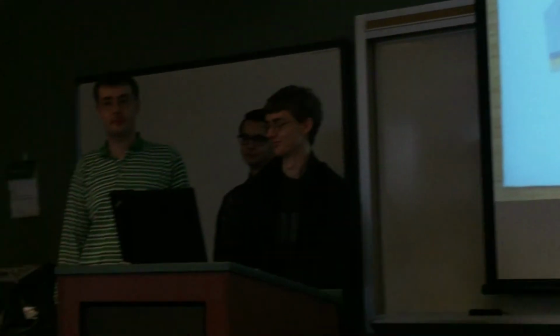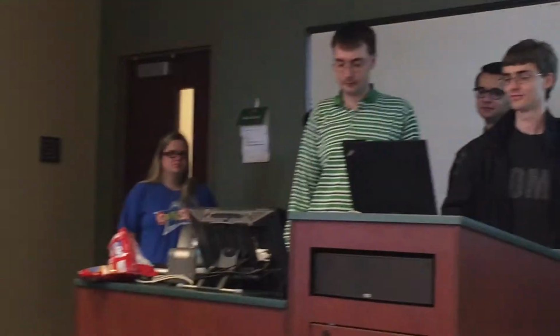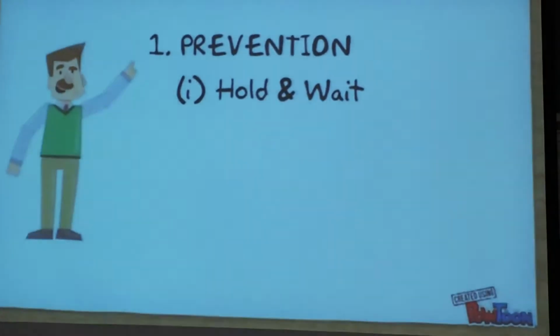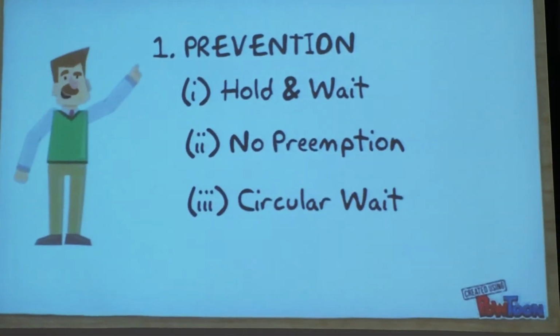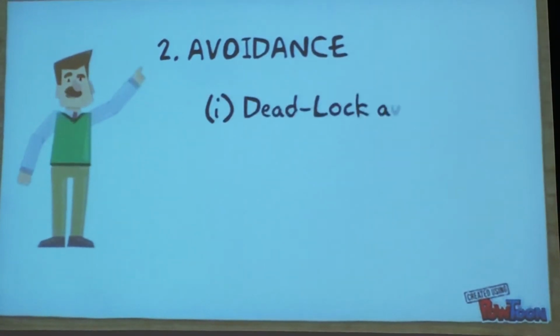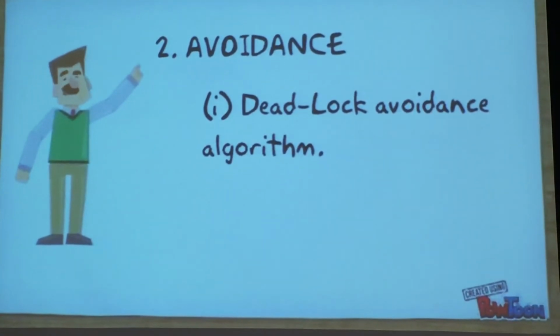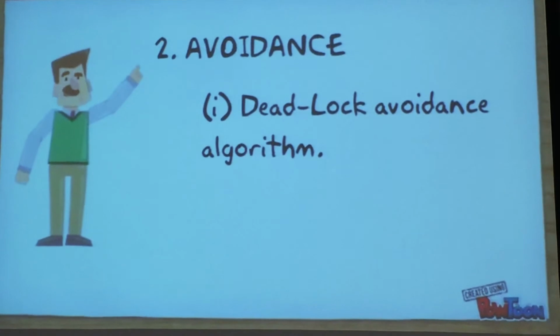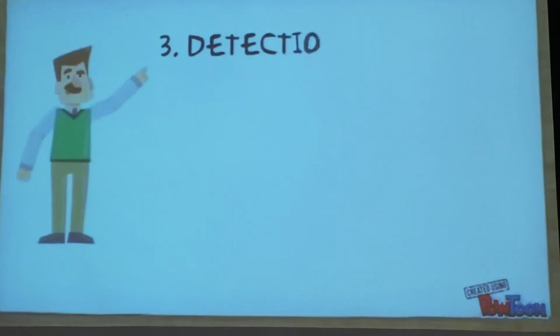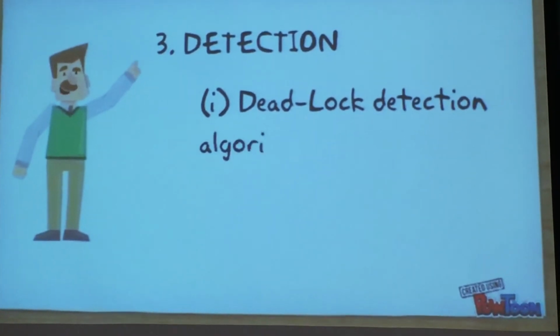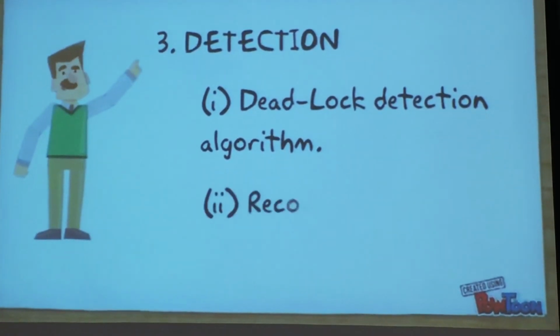So what are the control techniques for the deadlock? Prevention, i.e. hold and wait, no preemption, circular wait. Avoidance, i.e. deadlock avoidance algorithm. And detection, i.e. deadlock detection algorithm, recovery scheme.